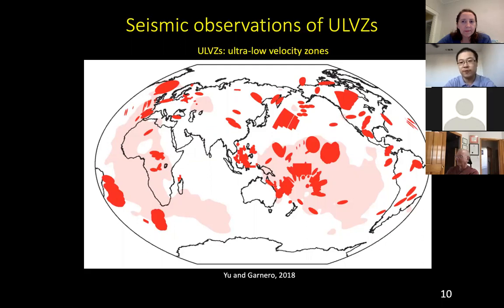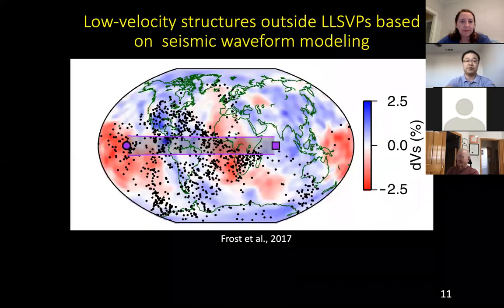So the ultra low velocity zones have a very significant reduction of seismic velocities, usually up to 10% for P wave velocity and about 30% for S wave velocity. Now if you look at this map, there are ULVZs, or ultra low velocity zones, almost everywhere. But an interesting finding is that there are quite a few ULVZs outside the two LSVPs, and they have very low seismic velocity structures. So not all, and here's another interesting finding by Frost et al.